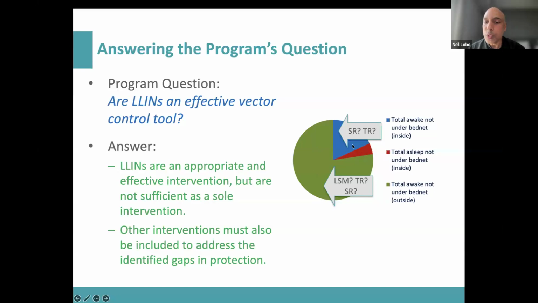Bed nets do not work when people are awake and not on their bed nets, and bed nets will not work outdoors. So even though we drastically reduced exposure, we can actually see where the continued gaps in protection are. Even with this great strategy, we now have to combat the malaria in these sections, and other interventions must be included to address these identified gaps in protection. I hope that made sense.